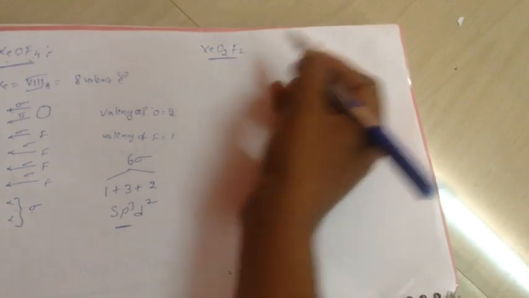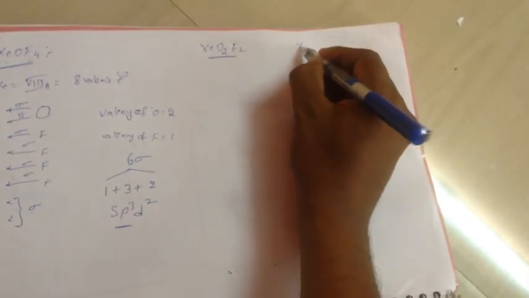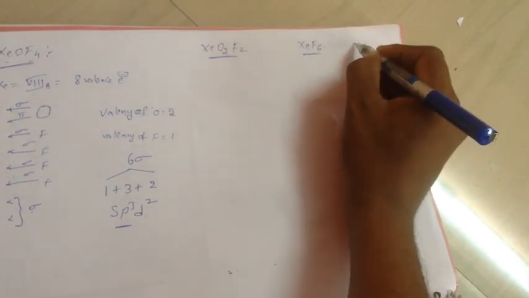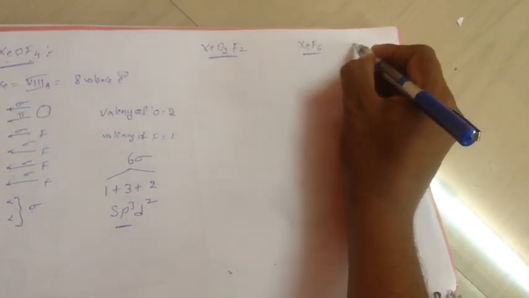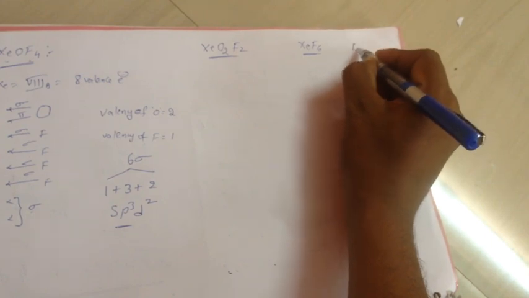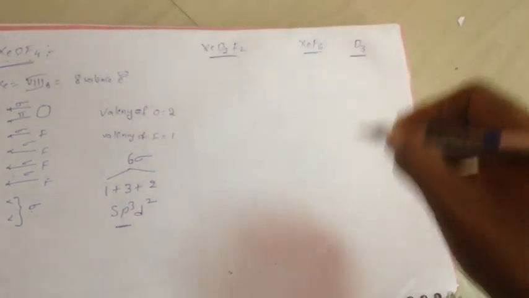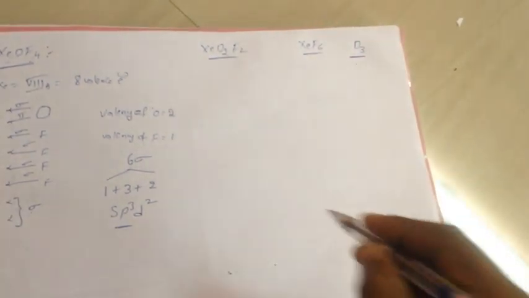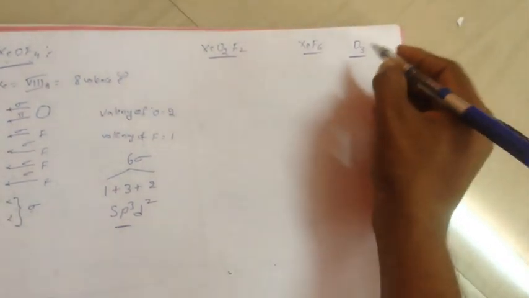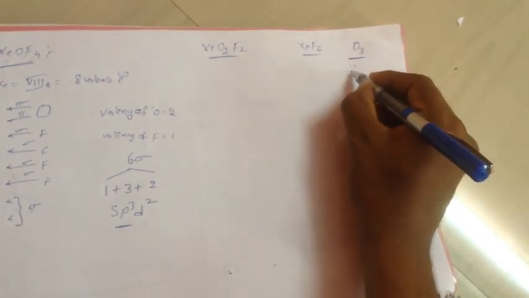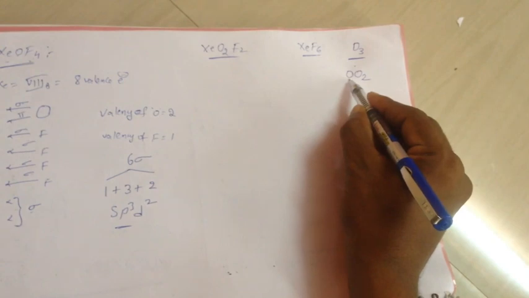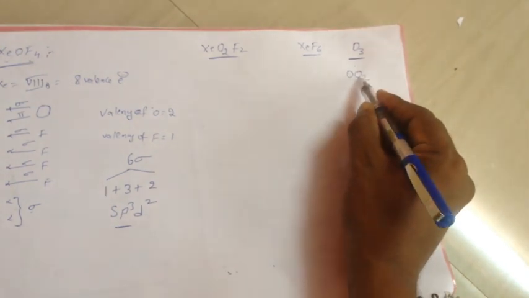Now can you try this? XeO2F2, XeF6, and if you get this type of molecule like O3, how to find out hybridization for O3? First you have to write this O3 as OO2. Means what? One atom is considered as a central atom and the remaining atoms are attached atoms.